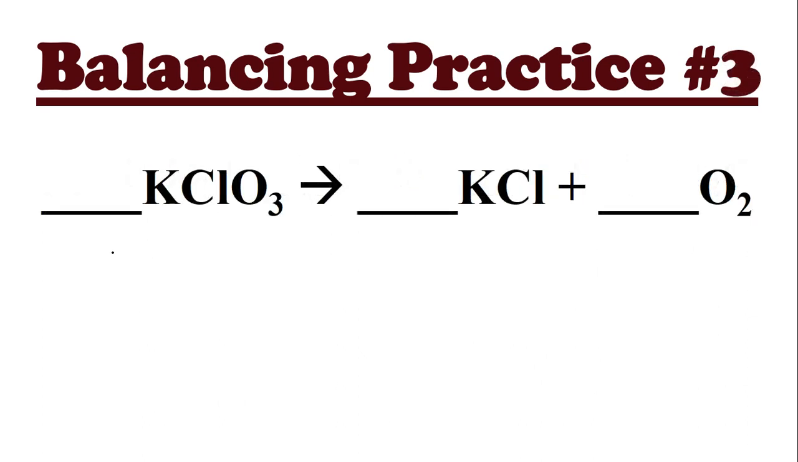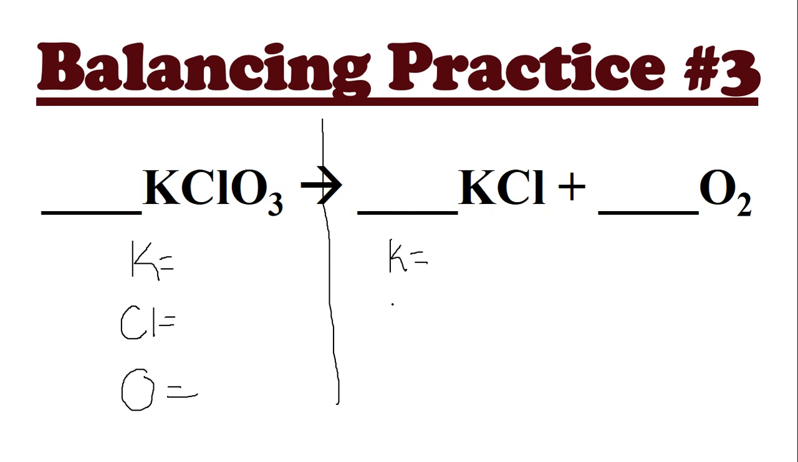All right, last balancing question. This one can get tricky. So what divides in half? The arrow. So we divide. Then we write our symbols. We have K, we have CL, and we have O. We have the same symbols on the other side. So we write them in the same order. If you didn't have the same symbols on the other side, this equation would not be able to be balanced.